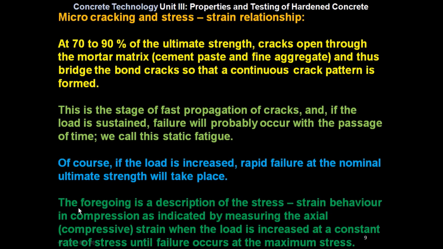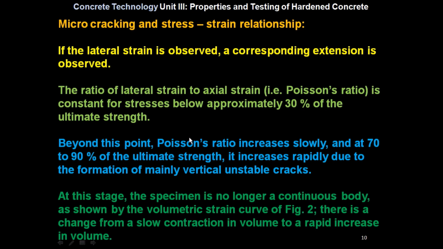The foregoing is a description of the stress-strain behavior in compression as indicated by measuring the axial, that is compressive, strain, when the load is increased at a constant rate of stress until failure occurs at the maximum stress. If the lateral strain is observed, a corresponding extension is observed. The ratio of lateral strain to axial strain, that is Poisson's ratio, is constant.